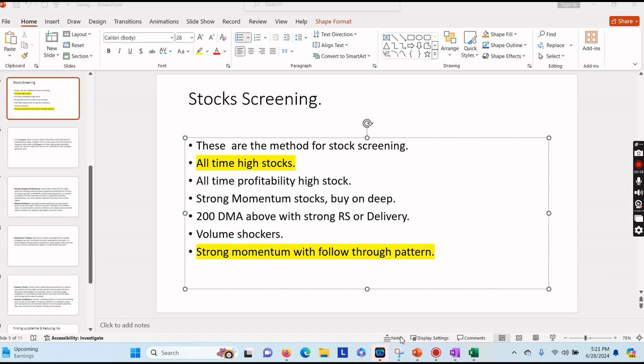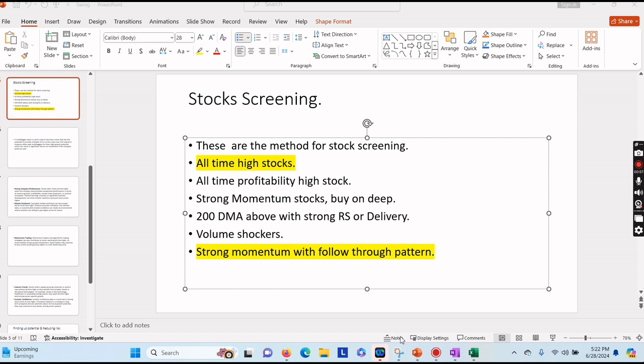Why? Because I have tested multiple patterns over 10 to 20 years, and I've observed that one of the patterns is called the strong momentum with follow through pattern. It has 2.1-something as its profit factor.